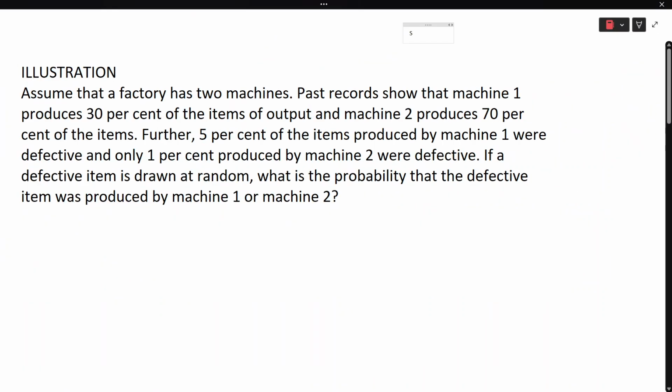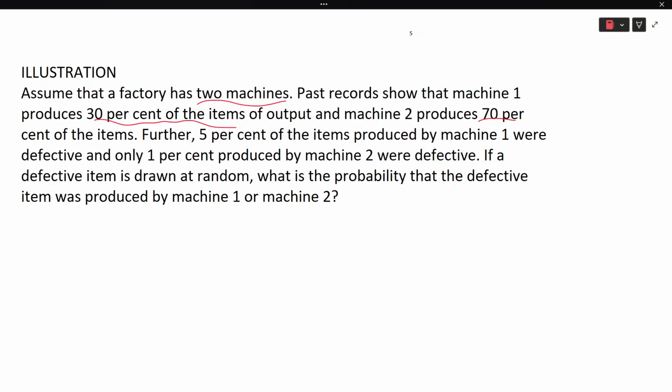All right, so now let's solve some examples. Assume that a factory has two machines. Past records show that machine 1 produces 30% of the items of output, and machine 2 produces 70%.